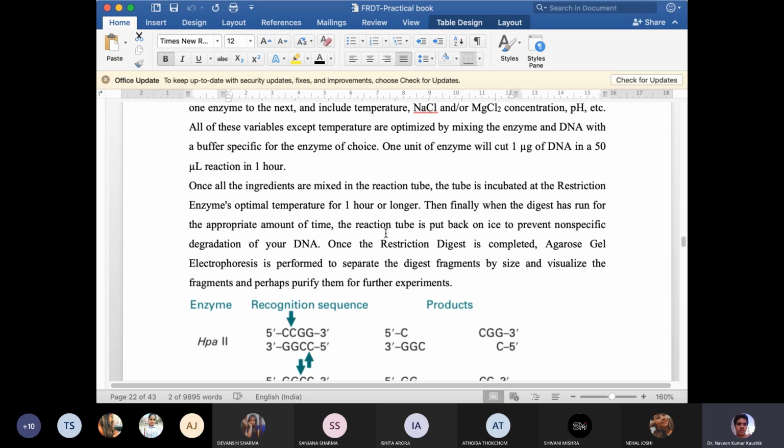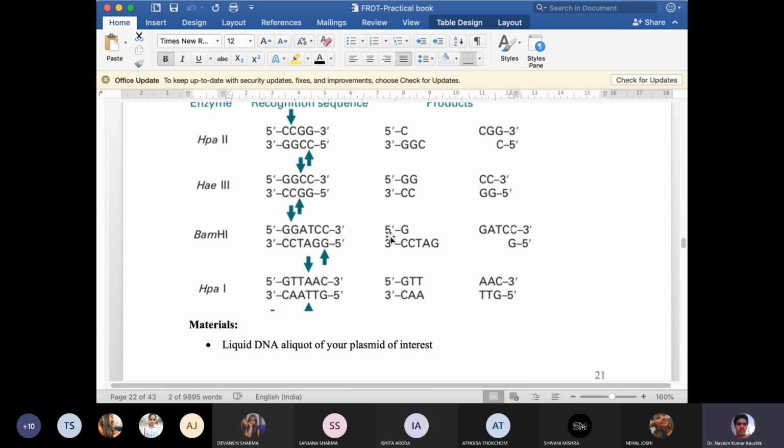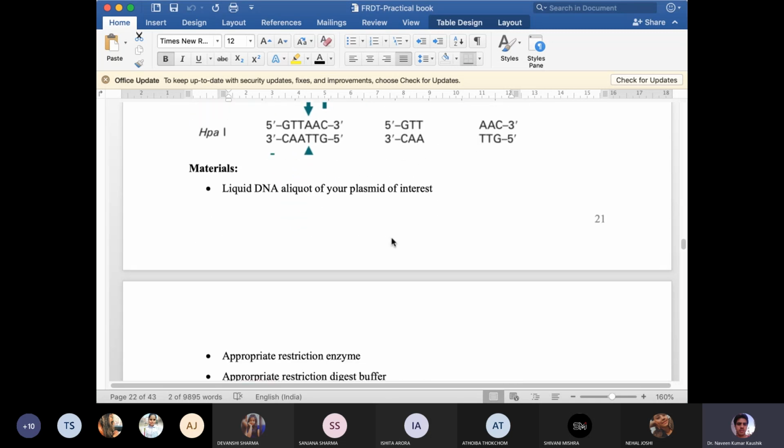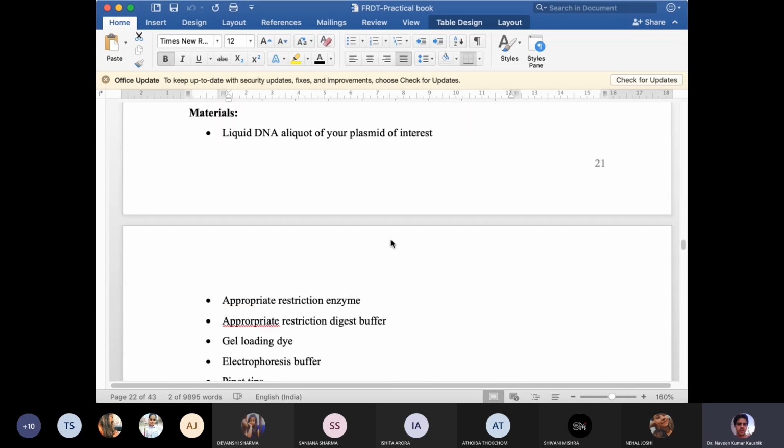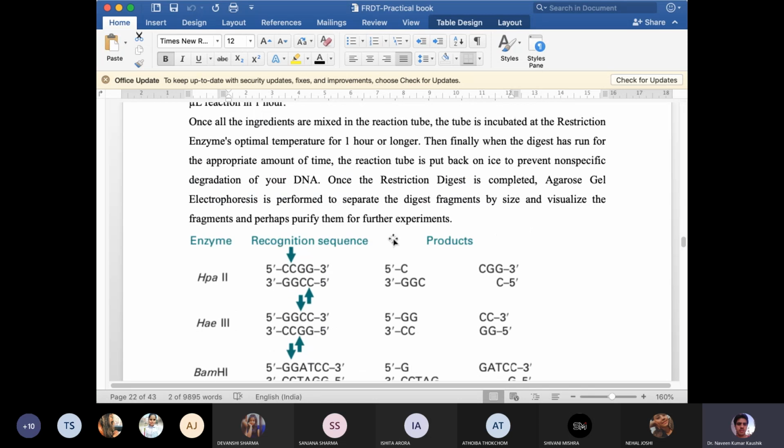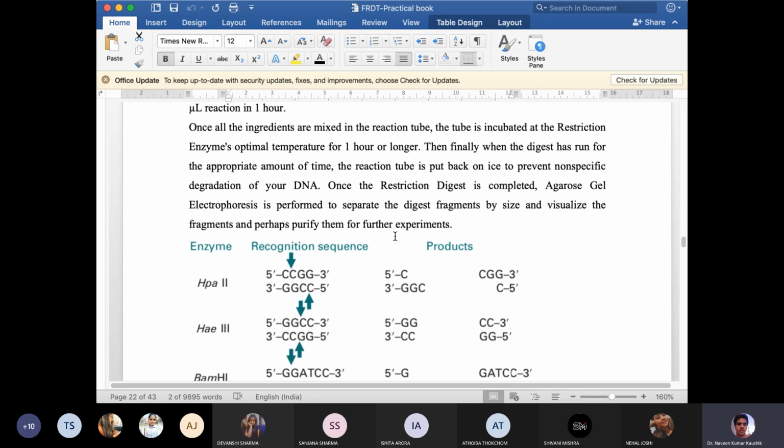Okay, so then we come to how to perform the experiments, what precautions we should take, and what our requirements are to perform this experiment, what background information you need. The background information that we need is, first, you should be aware of what restriction enzyme you are going to use.